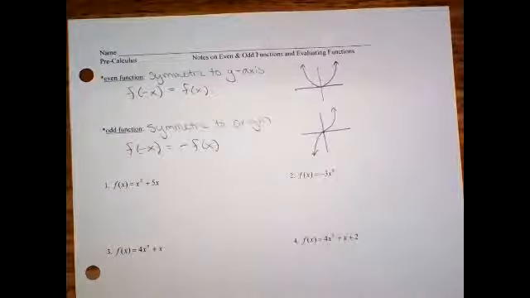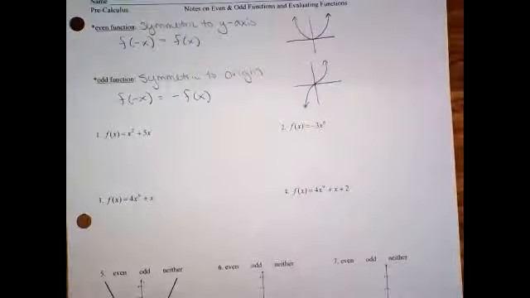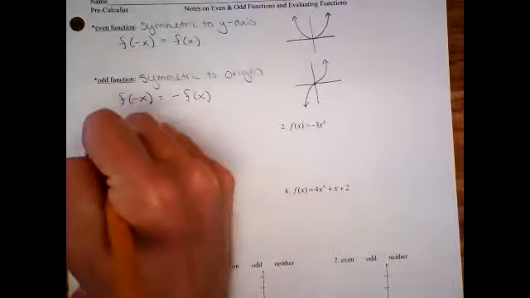So we're going to test these ones, 1, 2, 3, and 4, algebraically. You don't have a graph. So we're going to plug in negative x and just see what happens. If you get the same thing you started with, it's even. If you get the exact opposite, then it's odd.